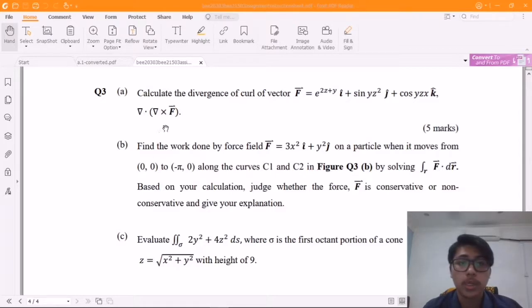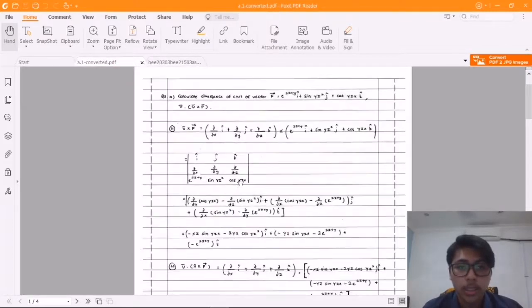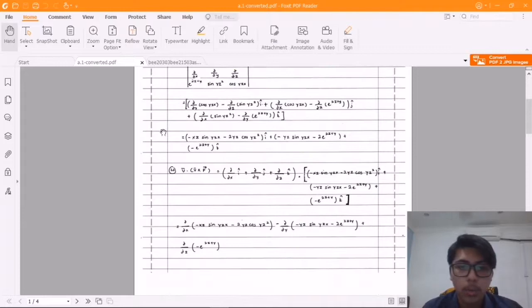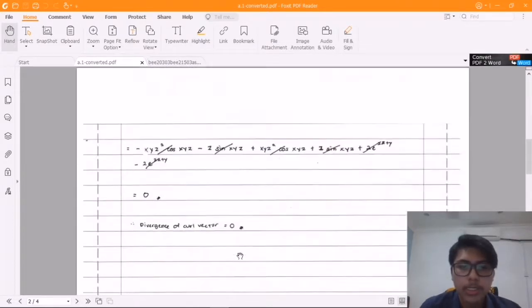Now first I will explain the final answer for question 3A by manual calculation. This is the step that we need to find the final answer for question 3A. Step 1, by using the curl of vector formula. So this is the answer. And then step 2, by using the formula for the divergence of curl vector, we apply it and we get the final answer: divergence of curl vector is equal to 0.